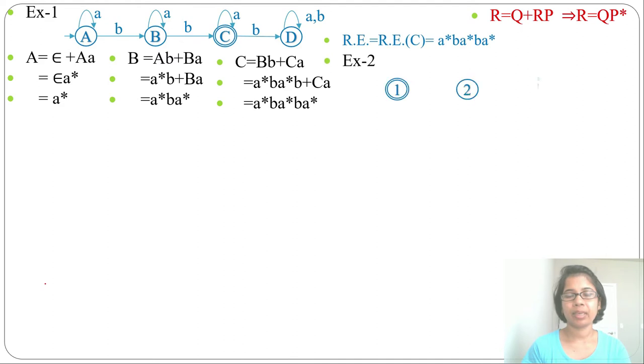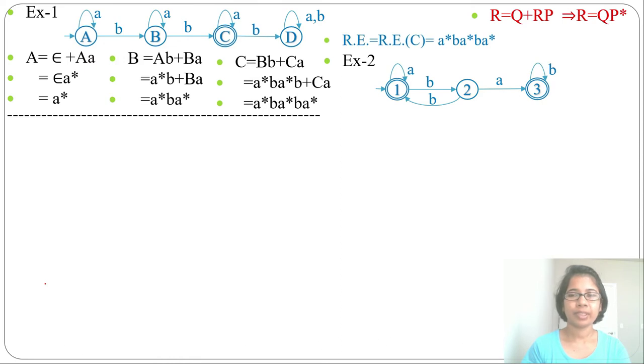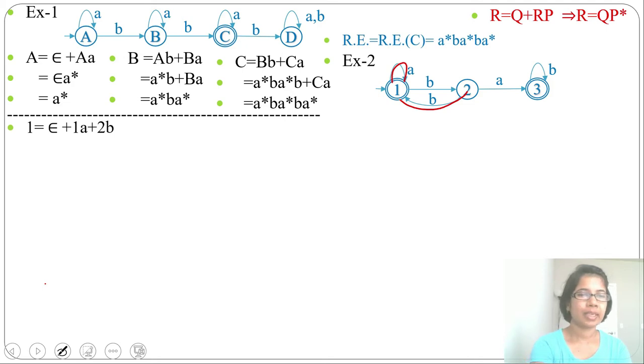Let's explain with another example. This is another finite automata with two final states. Now we'll write the equation for state 1. What are the incoming edges to state 1? It is from 1 by A and from state 2 by B. We'll write 1 equals epsilon, that is the initial state, then 1A. From state 1 by A you can reach state 1, then 2B. From state 2 by B you can reach state 1.